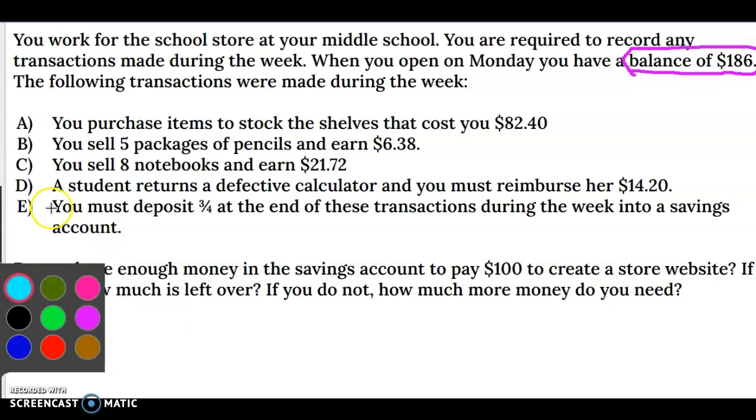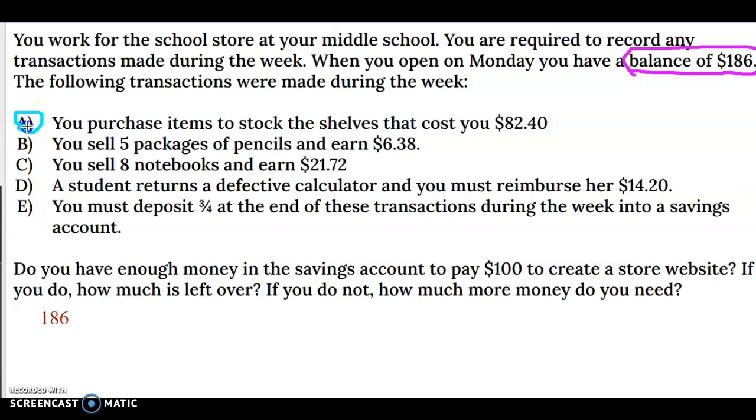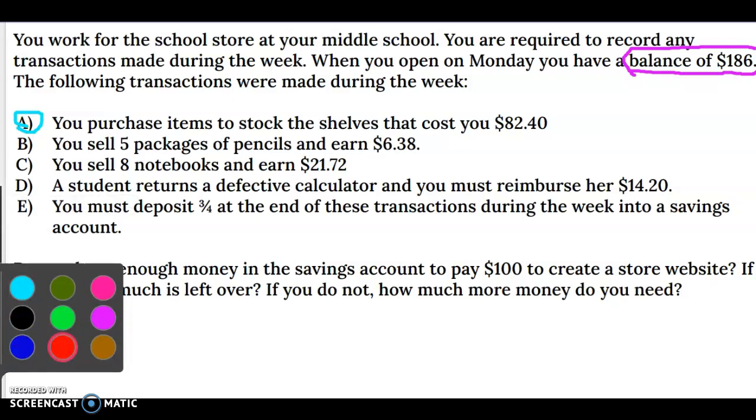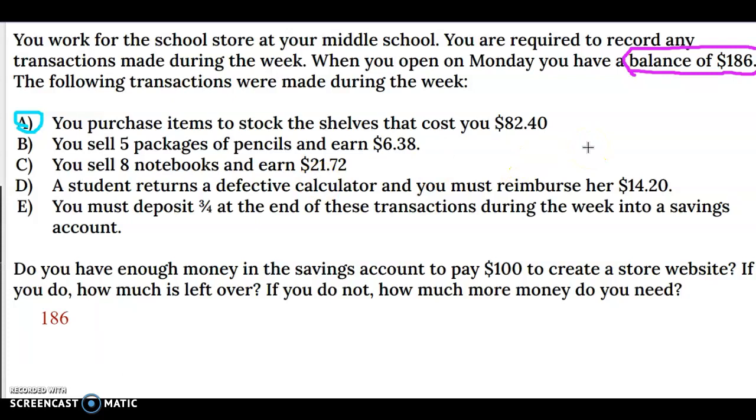So my next step, let me go back to drawing. Here we go. My next step is letter A. It says you purchase items to stock the shelves that cost you $82.40. Now, if it costs me that much money, that means I'm paying for that. Because if I have some cash in my school store, I do have to pay for items to put on the shelves so that students can buy them. So this here, I would have to subtract from the balance that I have in the account. So I'm just going to put an S next to that. I'm subtracting that amount because that will be a negative value because I have to pay for those items.